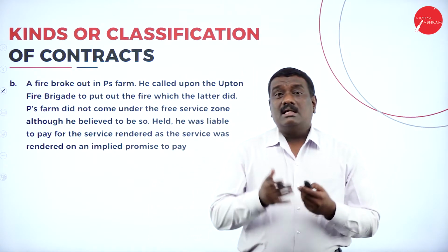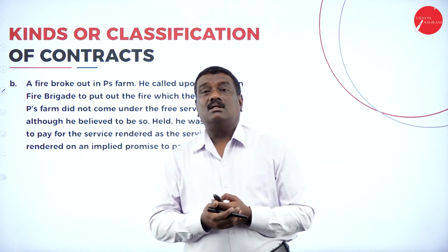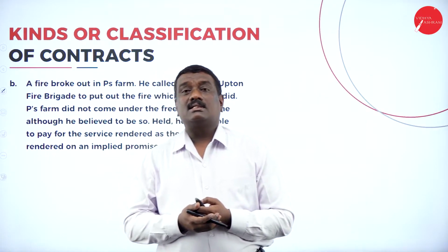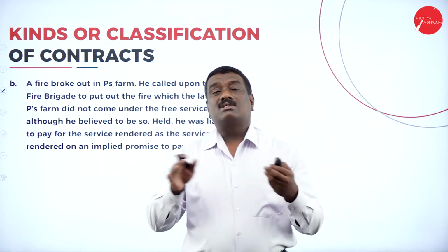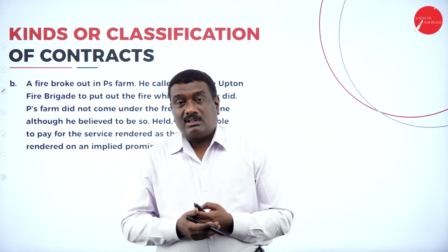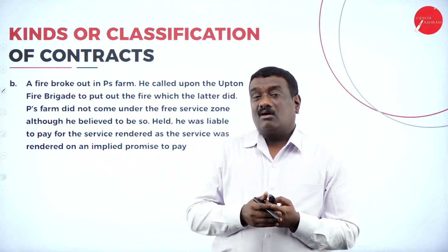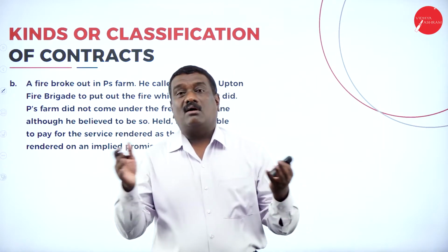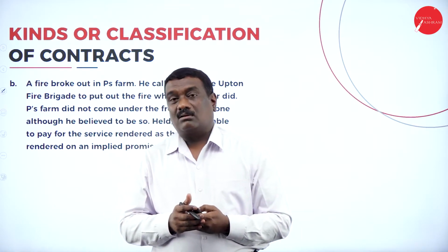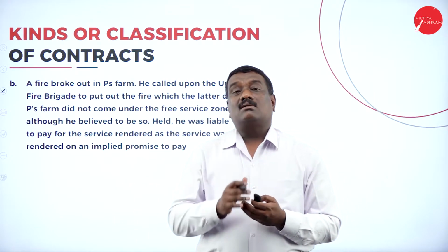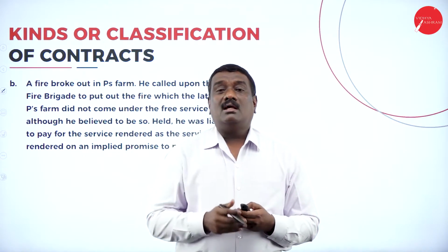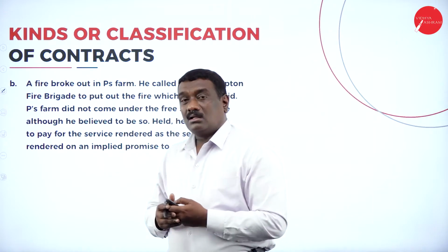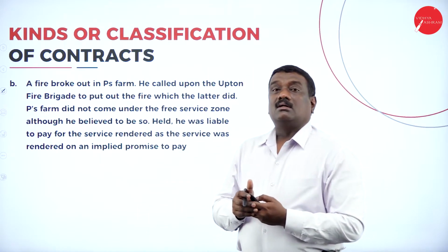So what happens? A will immediately call P and the fire authorities, and they will come and extinguish the fire. But the house which is located of P is not under the zone which is coming for free service. So under that particular contract, he is liable for paying the amount for the services which have been rendered by that particular authority.